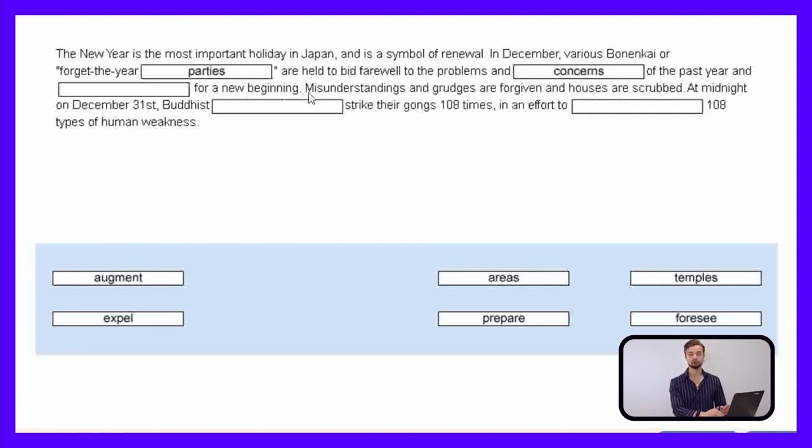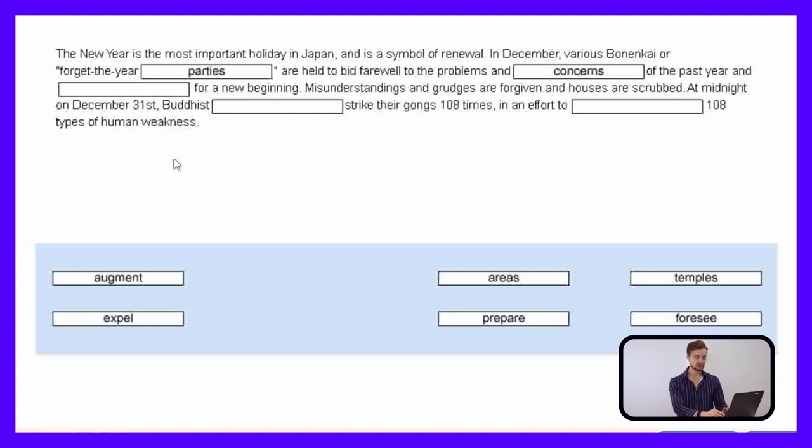And blank for a new beginning. So can I say "and house for a new beginning"? No. "And running for a new beginning"? Could be. "And beautiful for a new beginning"? No. "And very for a new beginning"? No. So we need a verb.